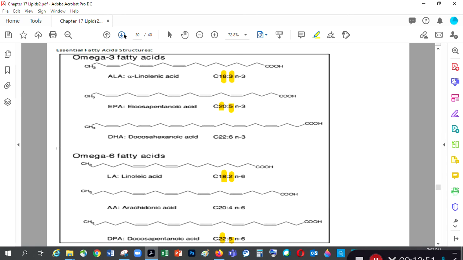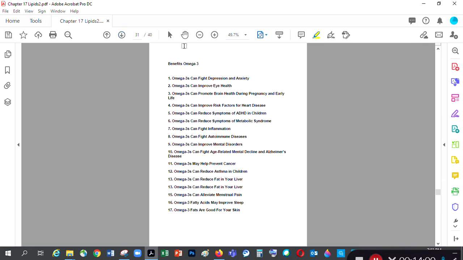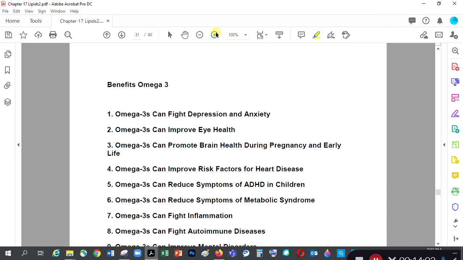Let's see what the benefits of those essential fatty acids are. I will take just an example, omega-3, and this is the same thing for omega-6. So they fight depression and anxiety.